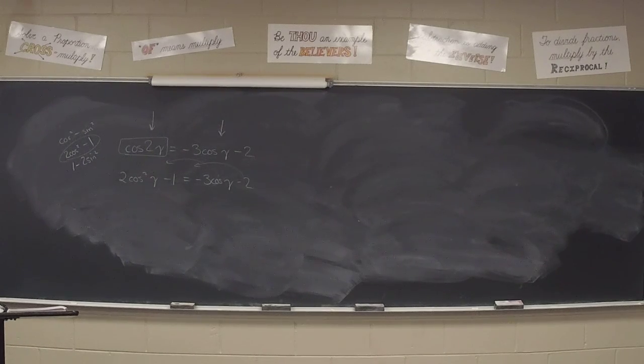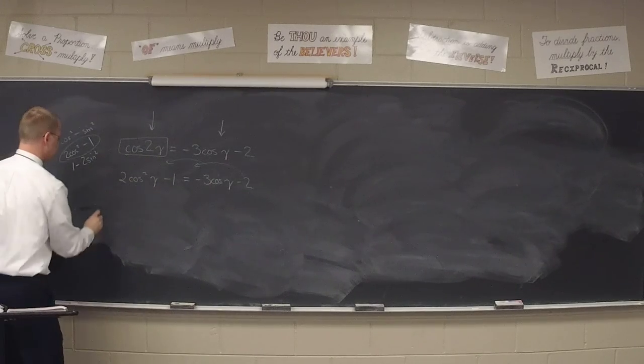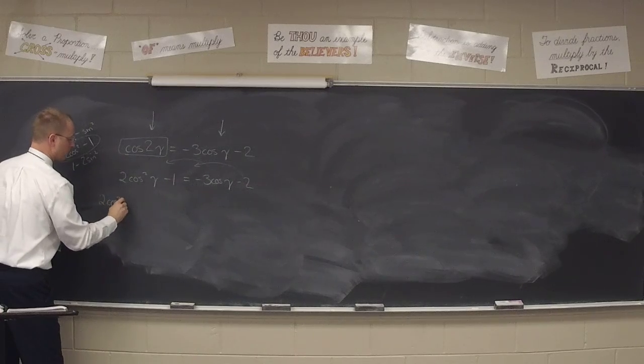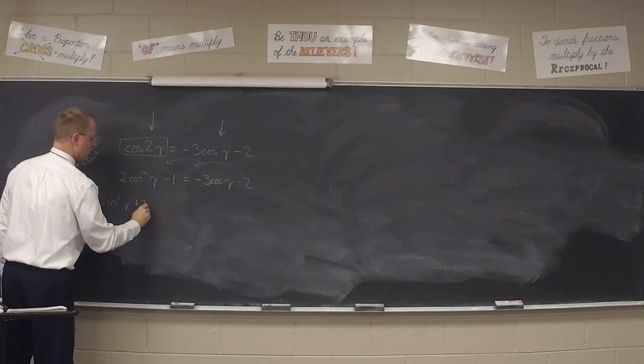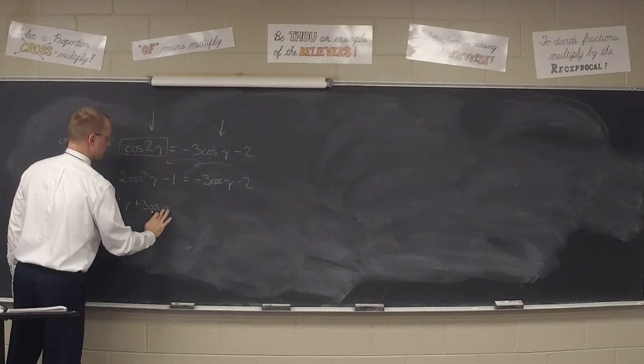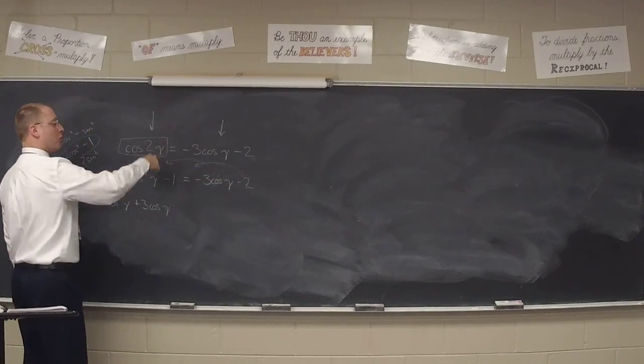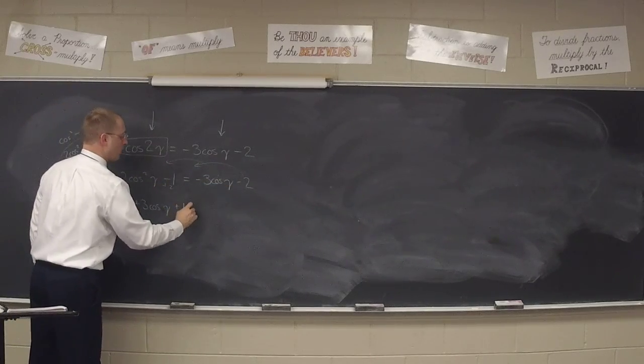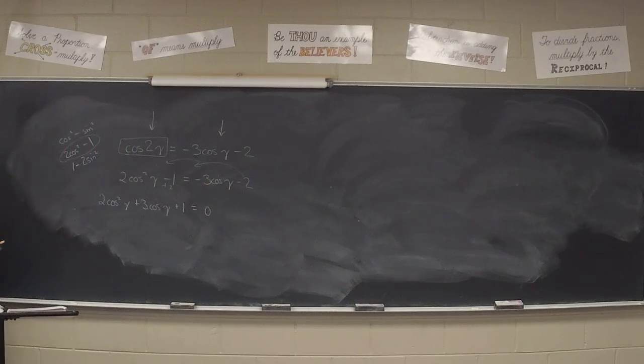It simplifies down to 2 cosine squared gamma plus 3 cosine gamma plus 1 equals 0. Well, we're bringing the 2 over as a positive 2, so positive 1 equals 0. Remember, the whole point was you're setting it equal to 0. I didn't mean to say equal, I meant to say that. All right, so once it's set equal to 0, now what?